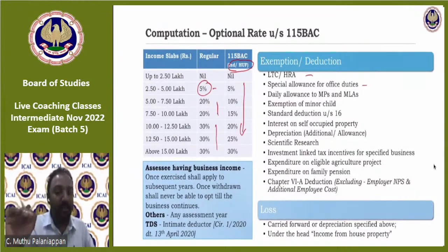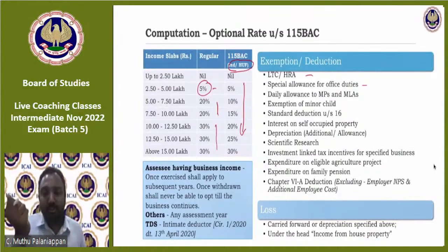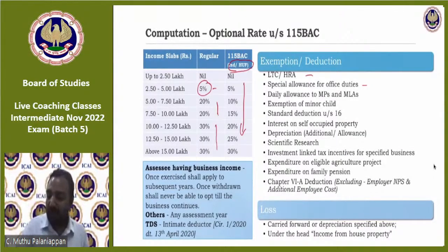Daily allowance to MP and MLA is taxable. Generally, it is not taxable, but if you are choosing this new provision, it becomes taxable. Then exemption for minor children, that is 1,500 per child, is also taxable. So there is no exemption on anything. Standard deduction of 50,000 is also not provided.